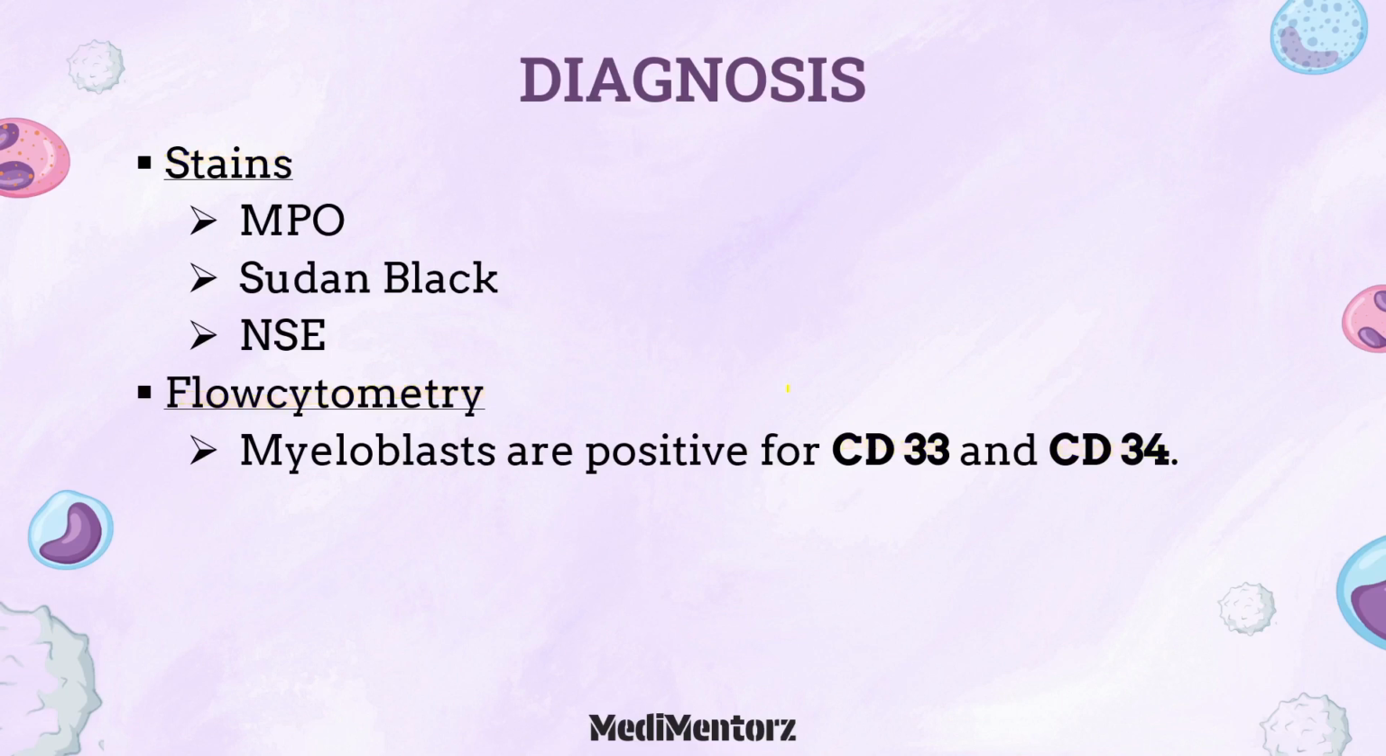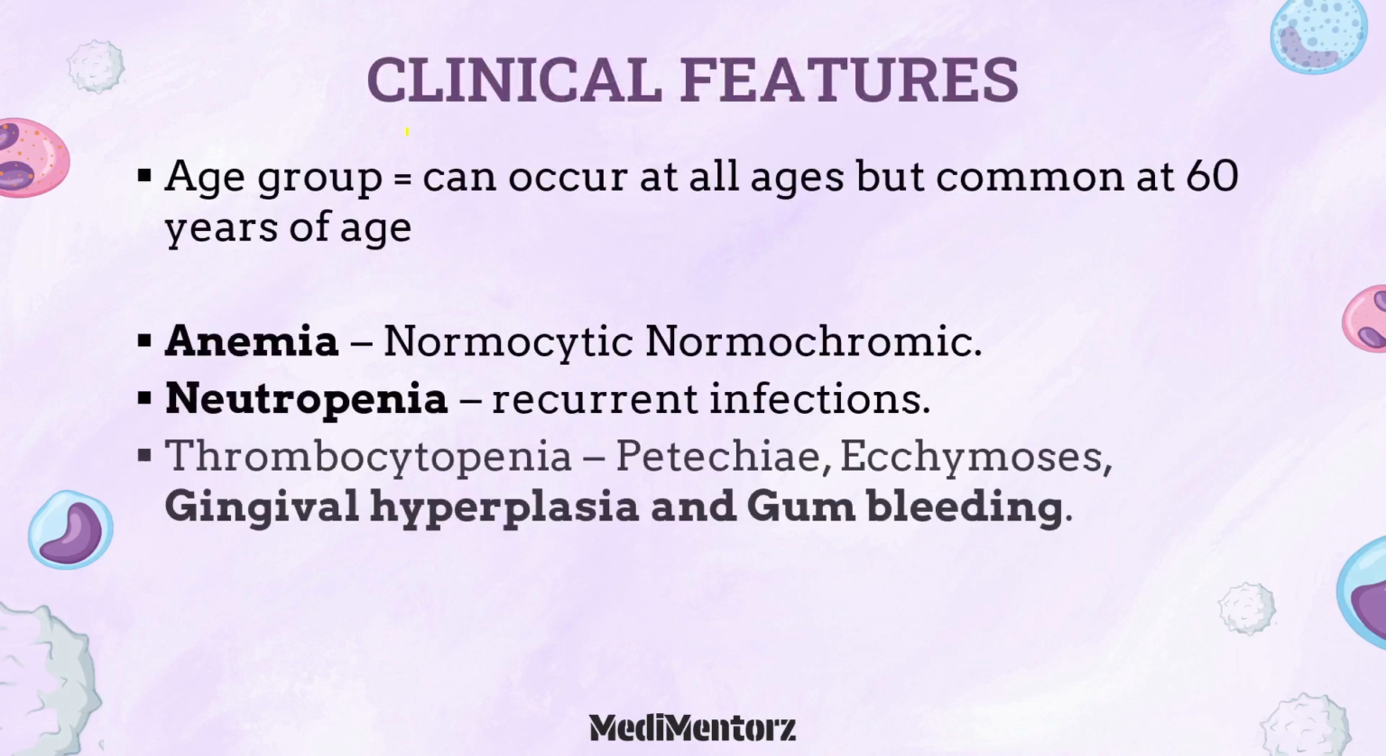With regards to the clinical features in acute myeloid leukemia, the acute myeloid leukemia can occur at all ages, but they are most common at the age of 60. And the characteristic clinical finding is decreased count of all the three blood cells such as the RBCs, WBCs and the platelets, resulting in anemia, neutropenia and thrombocytopenia. So anemia is normocytic normochromic, neutropenia results in recurrent infections, and thrombocytopenia results in petechiae, and the characteristic feature with respect to AML is the gingival hyperplasia and the gum bleeding.